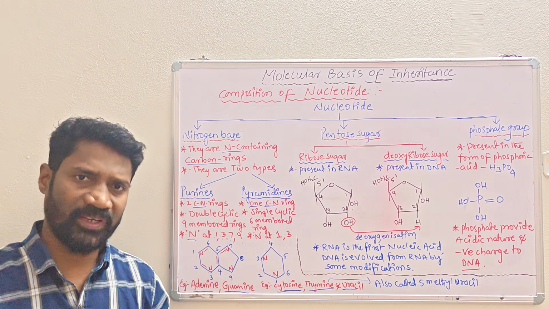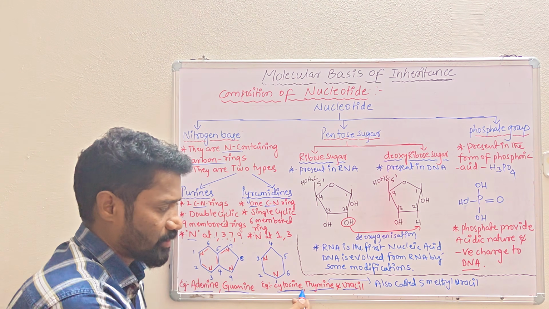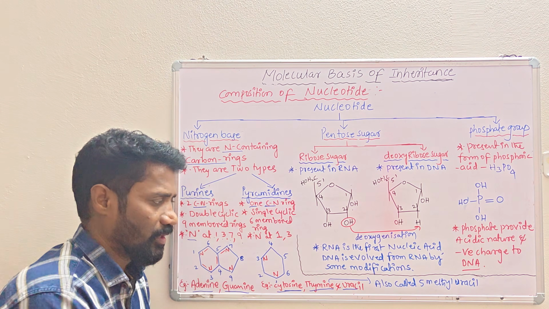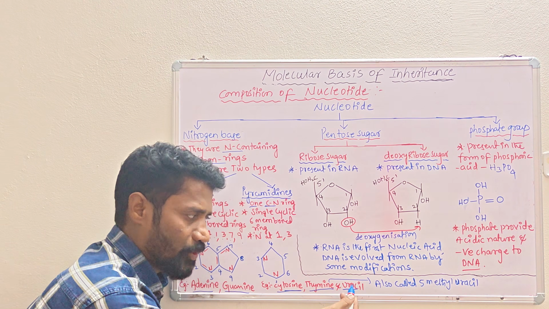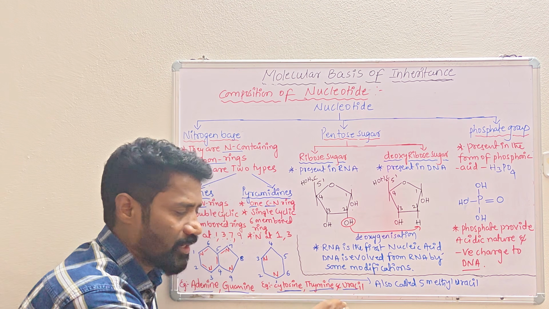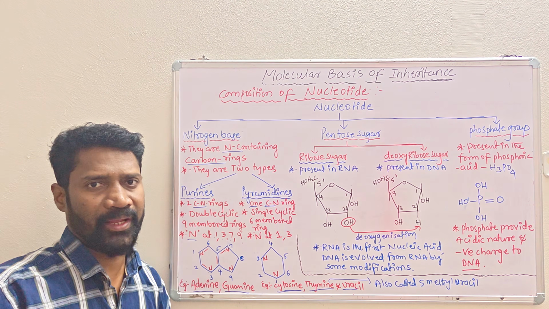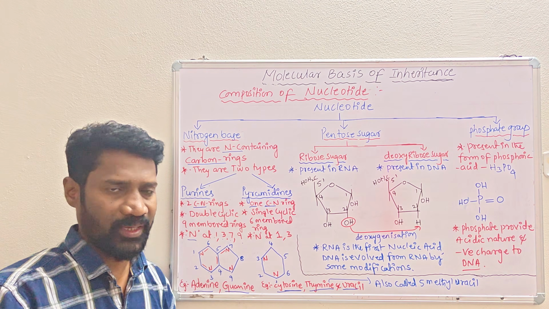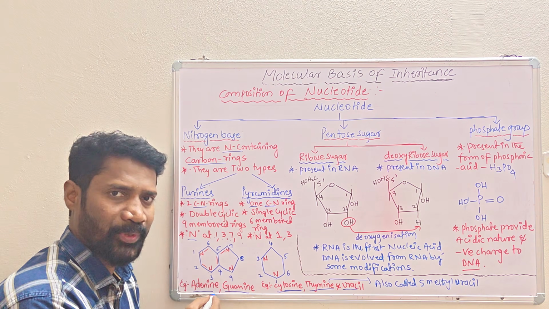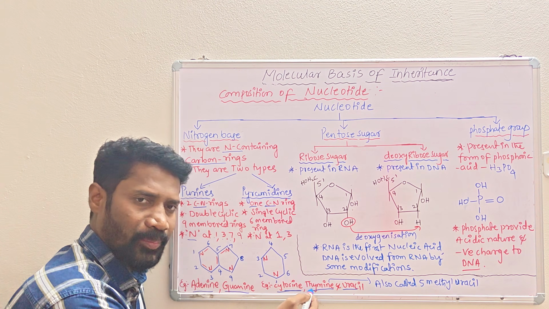You must remember one thing here. Cytosine and thymine are both present in DNA as pyrimidines. But what about uracil? Uracil is also a pyrimidine, but it is not present in DNA. It is only present in RNA. That is the difference. These four are commonly present in DNA. These two are purines. These two are pyrimidines.